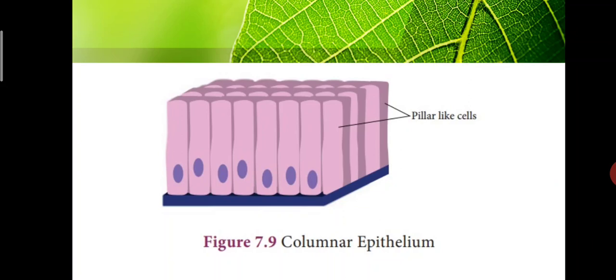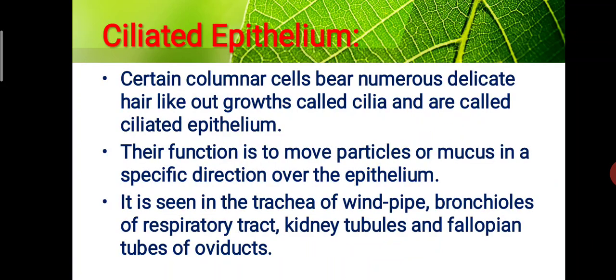Next we have ciliated epithelium. Cilia means hair. Certain columnar cells bear numerous delicate hair-like outgrowths called cilia. Because of the presence of hair, they are called cilia, and the name of this epithelium is ciliated epithelium. Their main function is to move particles or mucus in a specific direction over the epithelium.